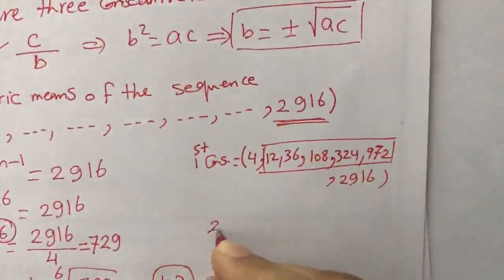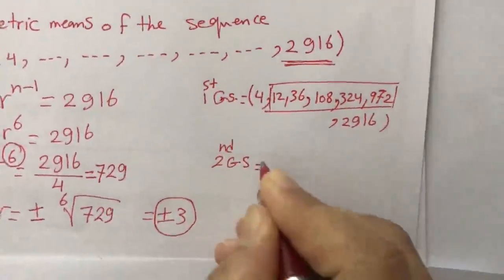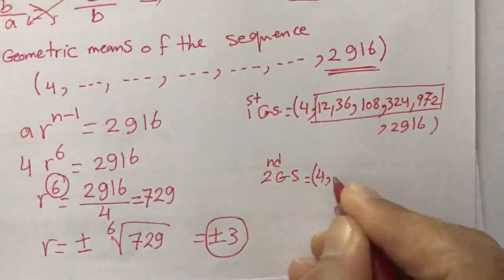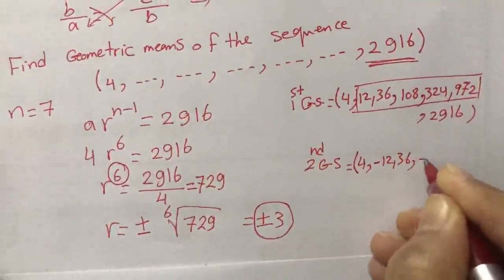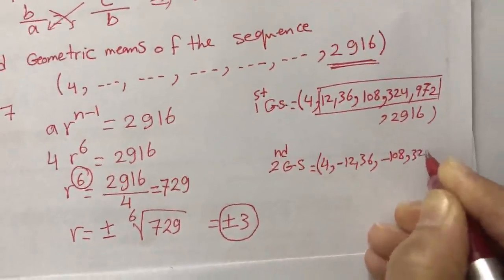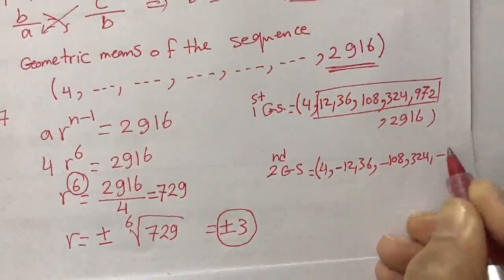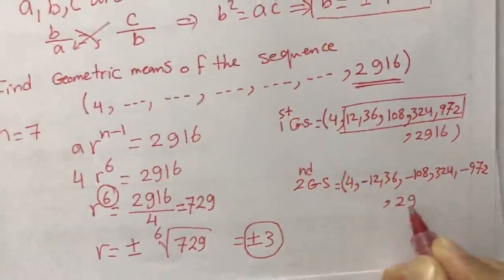The second sequence will be 4, negative 12, 36, negative 108, 324, negative 972, and 2916.